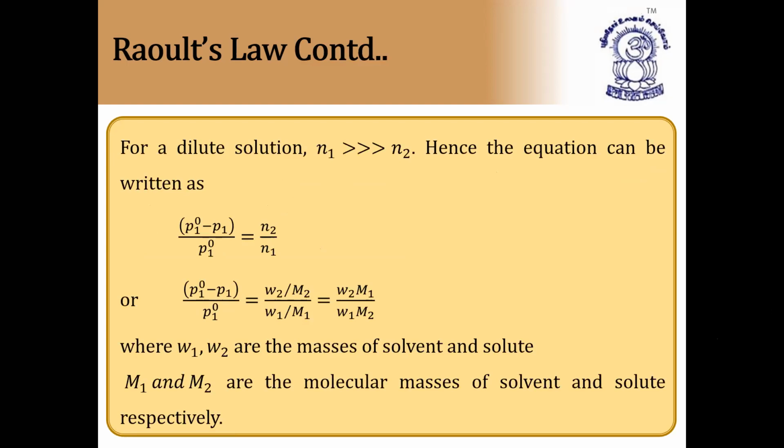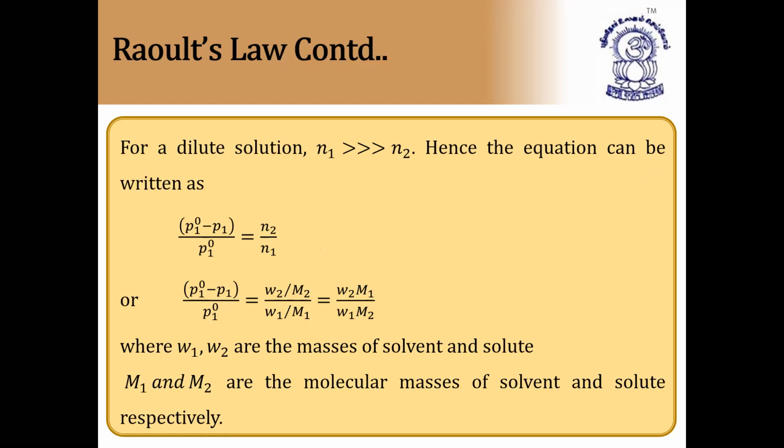Now, for dilute solutions, very dilute solutions, N1 is less than N2. Hence, the equation can be written as P1 naught minus P1 by P1 naught is equal to N2 by N1. So there is no need to take the total number of moles of solution. So N2 by N1, because N1 is very small when compared to N2. What is N1? Number of moles of solute. What is N2? Number of moles of solution.